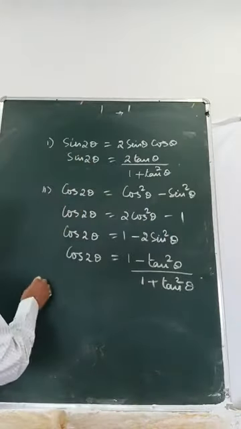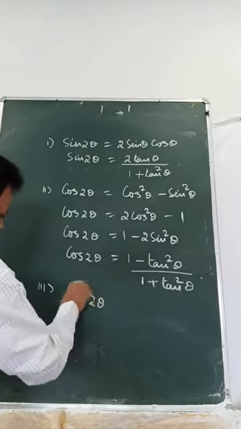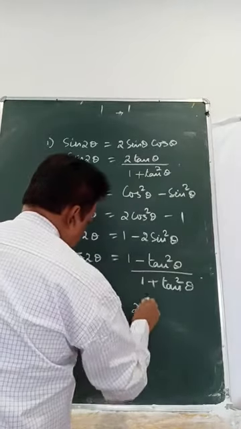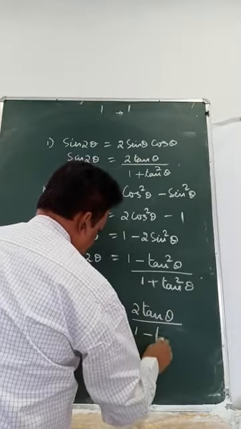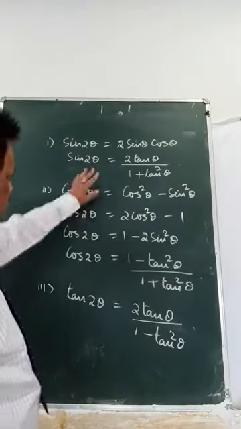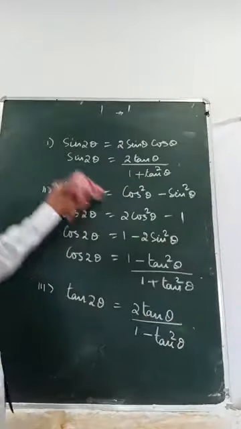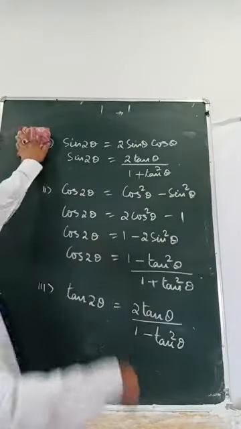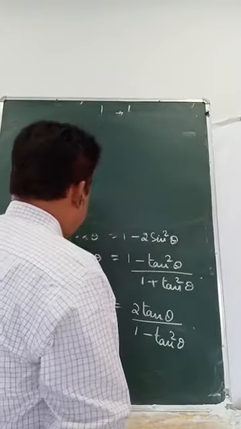Then tan 2 theta is 2 tan theta by 1 minus tan square theta. Okay, this is the 2 theta angle. Now say the 3 theta angle. You have to remember everything. It will help you in differentiation and integration also.